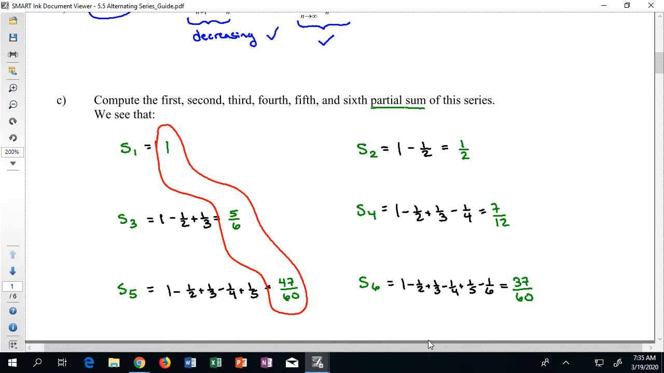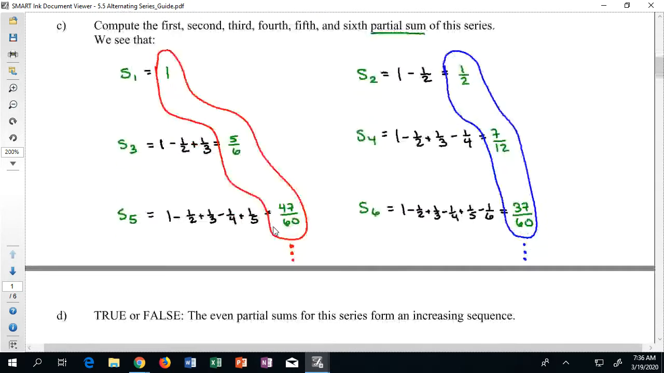I'm going to have a red group, which is the odd stuff, and a blue group, which is the even stuff. And the interesting thing here is obviously these lists are not finite. I could definitely keep these lists going if I found S number 7 and S number 8 and S number 9 and S number 10. I could keep building these. But the true-false questions that I'm going to start to ask on the next page are going to deal with each of these respective lists.